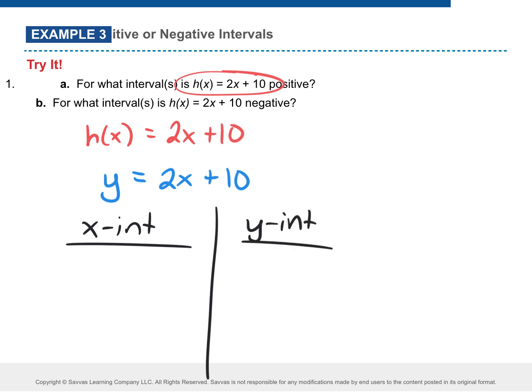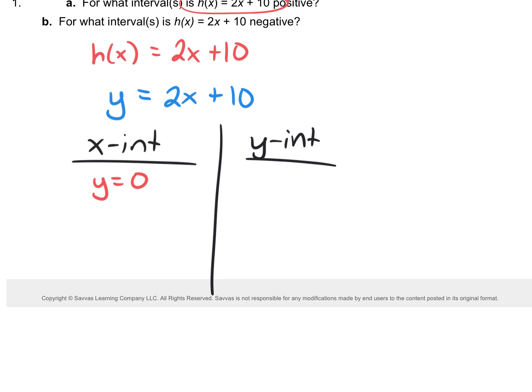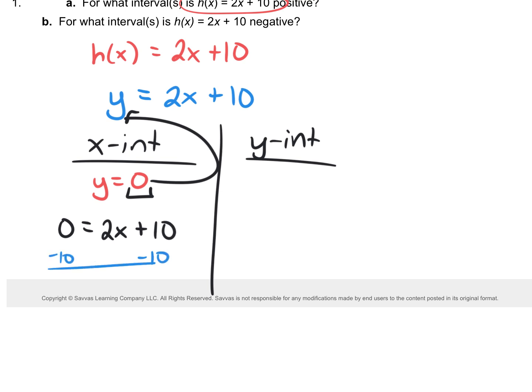When trying to find x-intercepts, what do we do? What does y have to equal? Y has to equal 0. So remember, plugging in 0 for our y value here, we get 0 equals 2x plus 10. How do we solve equations? We want to get x by itself. We need to subtract 10, so we get negative 10 equals 2x. Last step, divide by 2. We get x equals negative 5.